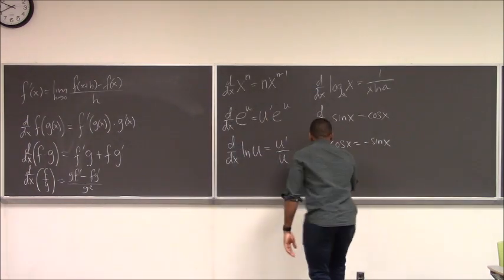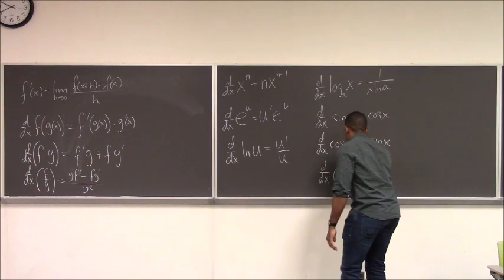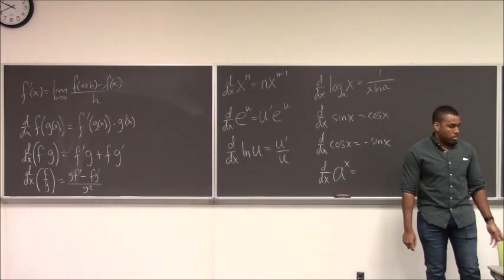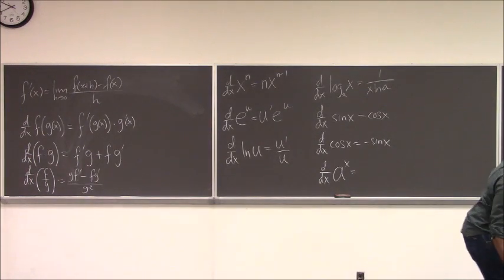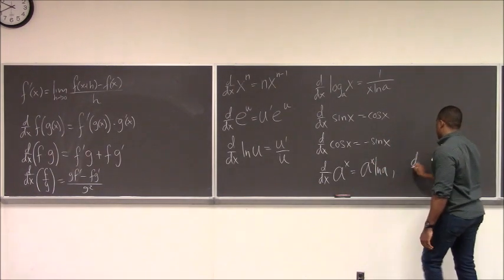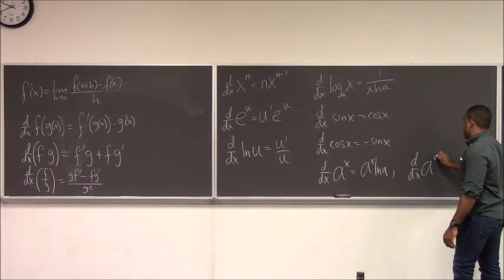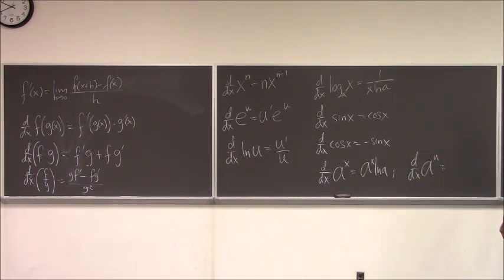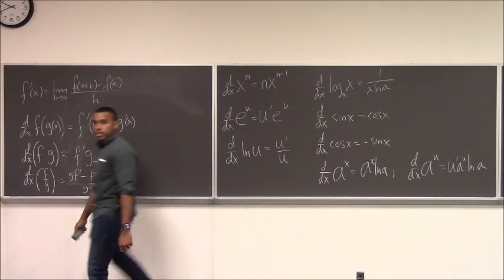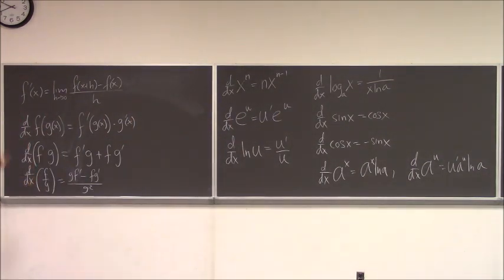What is the derivative of a to the x? A to the x times ln of a. What is the derivative of a to the u? The derivative of u times a to the u ln a. Should have that all in your head.